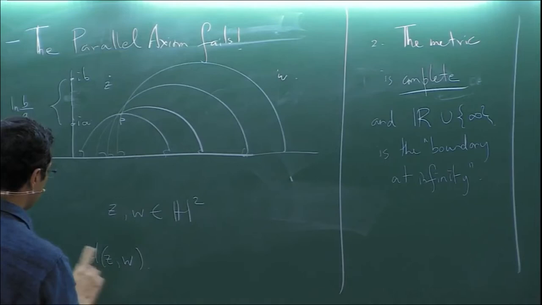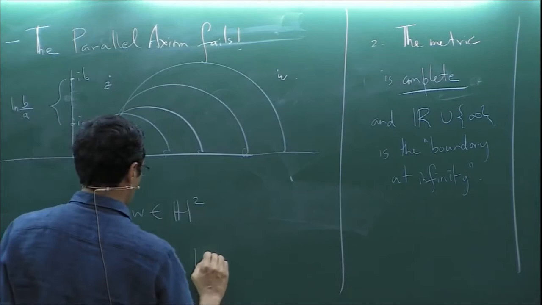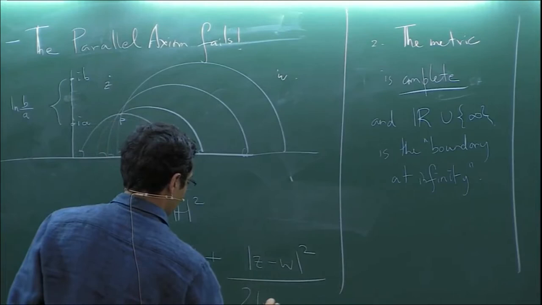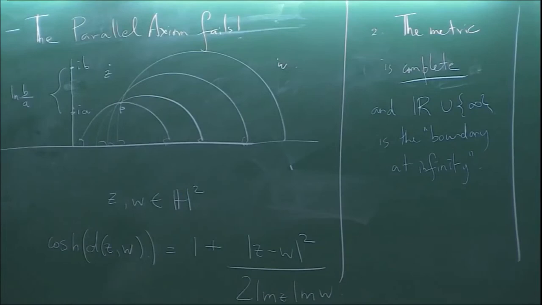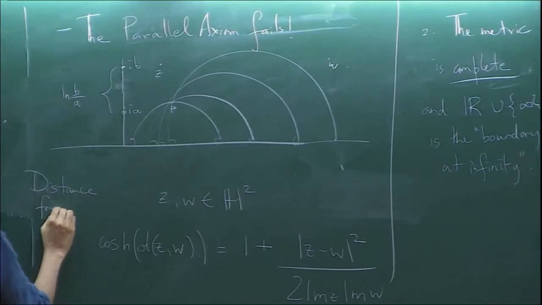The cosh of this distance is 1 plus... Some of you know this formula. So this is a way to calculate it, and you should check that this agrees for this pair of points. But anyway, you can prove this. The left-hand side is invariant under SL2, and so is the right, and that's a good check to do. And so this turns out to be a distance formula for a pair of points in the hyperbolic plane.